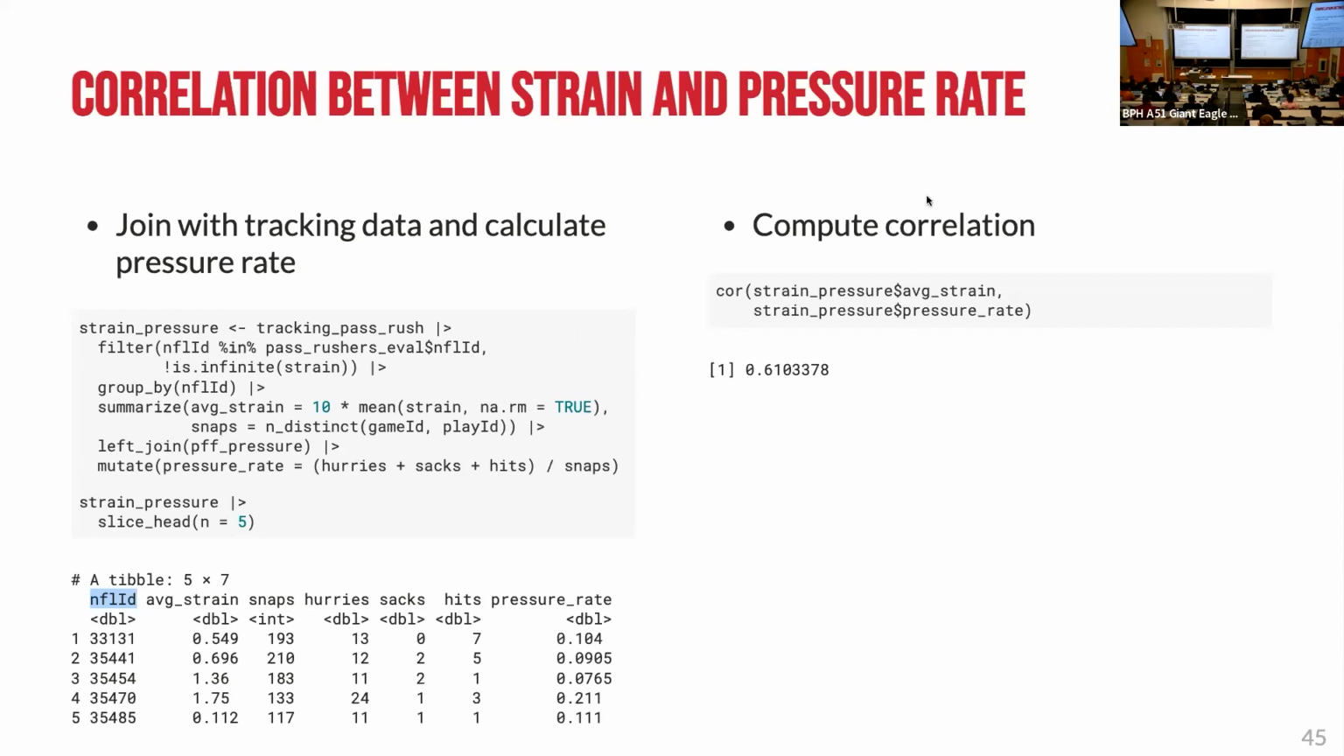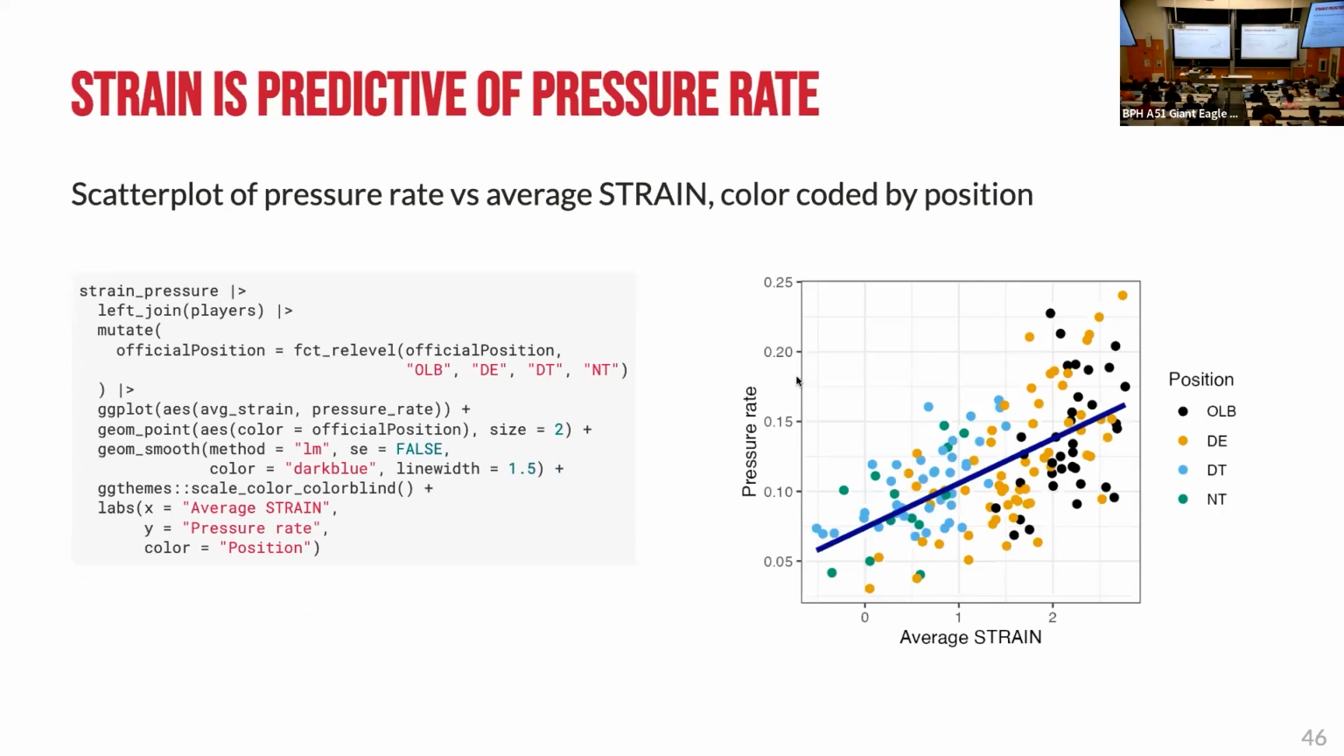So if we compute the Pearson correlation of these two variables, we see that the value here is moderately high. So we can say that strain is somewhat predictive of this pressure rate measure. We can also get a scatter plot of this to get a nice visual of how well these two things correlate.